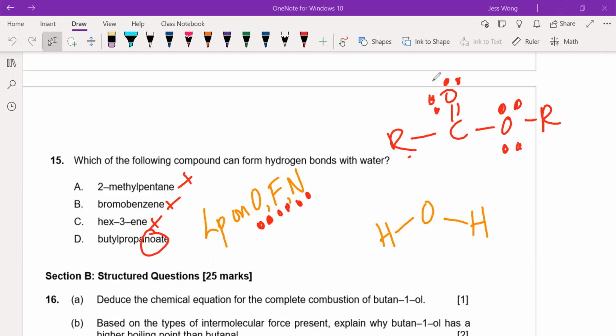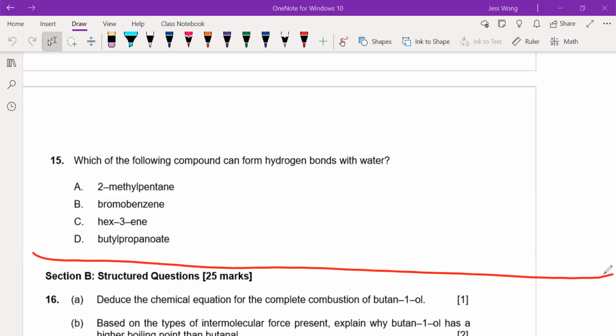Okay, so with that we have finished the MCQ. We'll stop here.